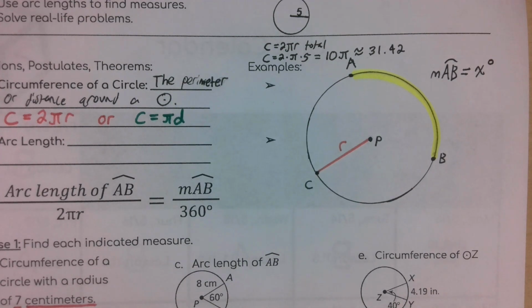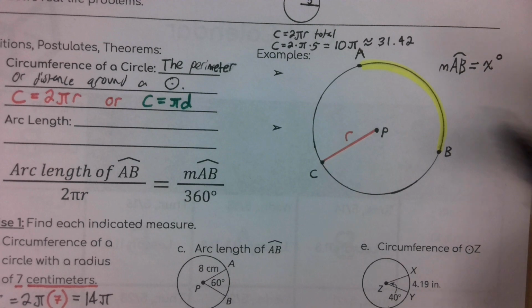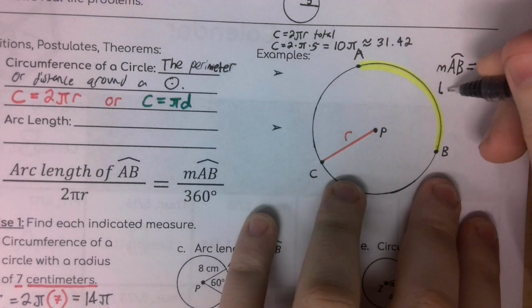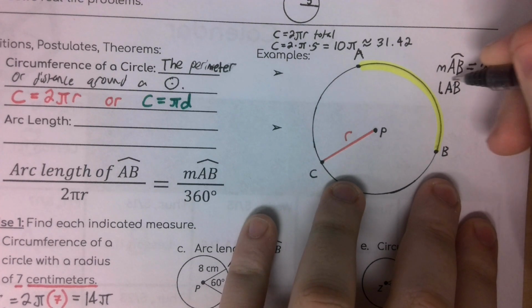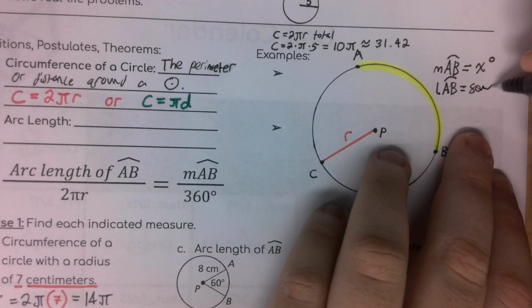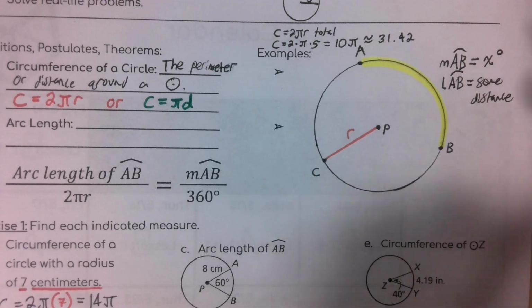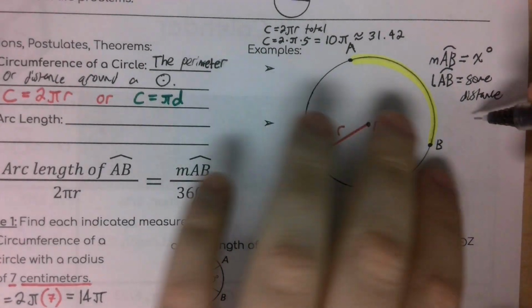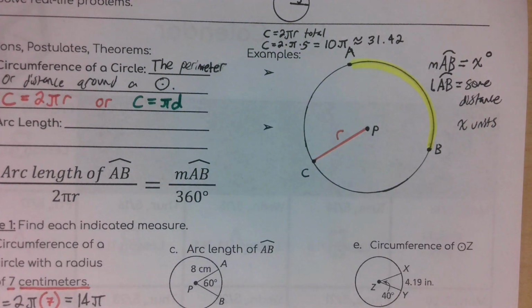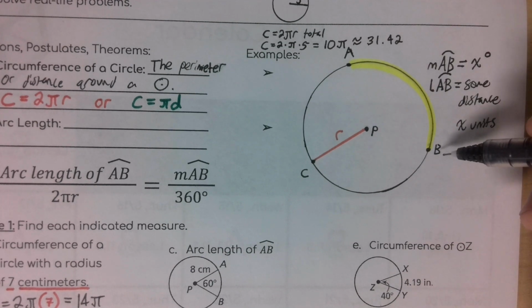But we also have the length of AB. So once again, that's the measure of the arc. The length of an arc, denoted by L of arc AB, is going to be some distance. Maybe it's x inches, x miles, or just x units. So how on earth can we figure out how long this arc is?